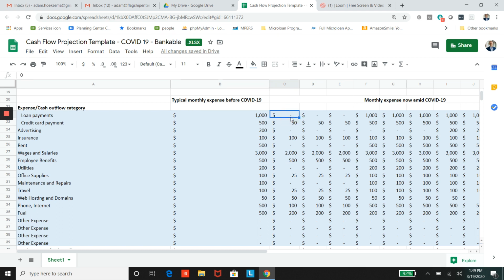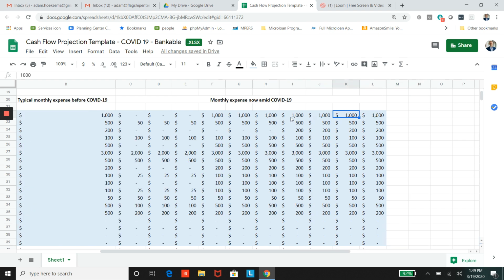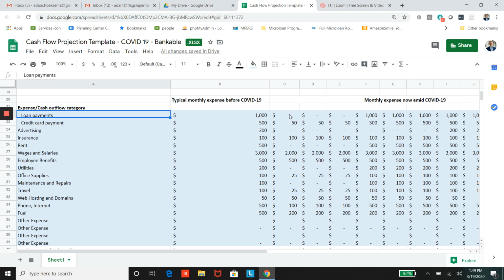And then over here, starting in column C, all the way to the end of the spreadsheet, which takes you to the end of 2020, put in what you expect that to be going forward. So, there's a lot of different programs, and lenders are offering 3-month deferral on payments. So let's say you're able to negotiate that with your lenders and you get a 3-month deferral on these loan payments here. So you could put in zeros.